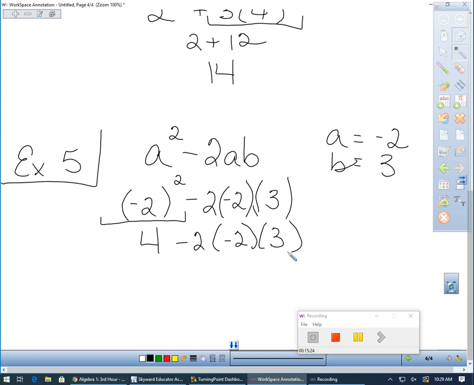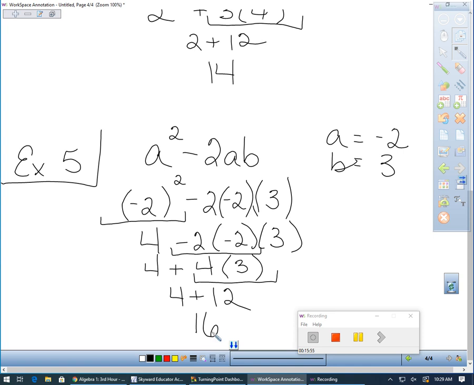All right, what's next? Okay, so you want to multiply these two together? So I have 4 plus, what's negative 2 times negative 2? Good. I still have it times 3, right? So now we're going to do our 4 times 3, which is 12, and then we get 4 plus 12 is 16.